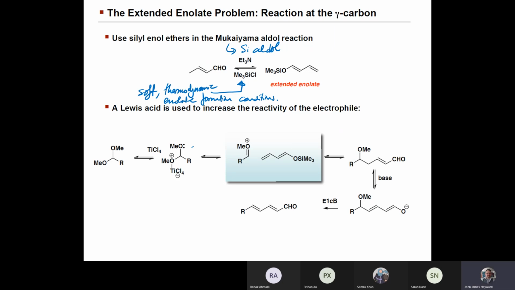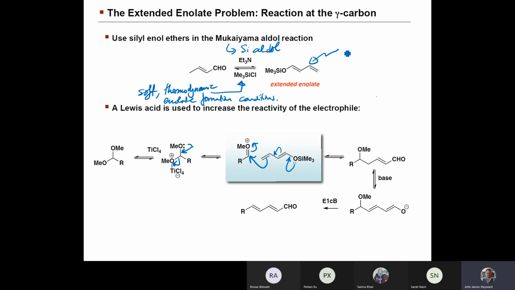and it can then react with a good electrophile. So in the case that we've shown below, we've got a dimethyl acetal in the presence of a Lewis acid, which is titanium tetrachloride. The titanium tetrachloride coordinates to one of the methoxys, and the other methoxy kicks it out. Okay, so we generate this oxocarbenium ion. This is pretty reactive, sufficiently reactive for certain that the TMS enol ether will react with it, and it preferentially reacts at the gamma position.